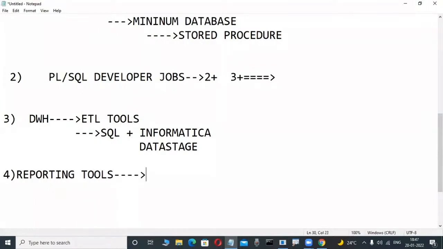Suppose in Oracle-related ones, there is BO, OBI. Nowadays these types of tools are there, like Tableau, QlikView. So with these tools they are getting jobs in an easy way, and minimum basic SQL knowledge is required. Those persons are also learning these courses only.